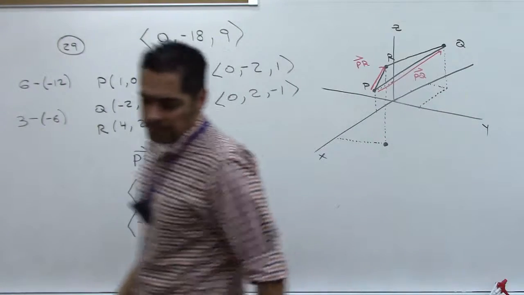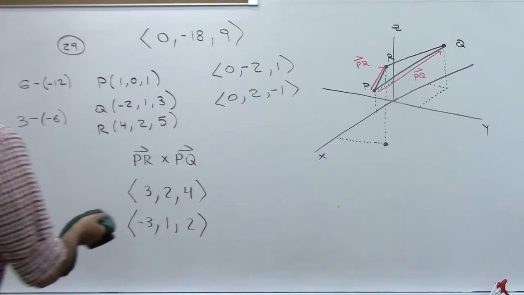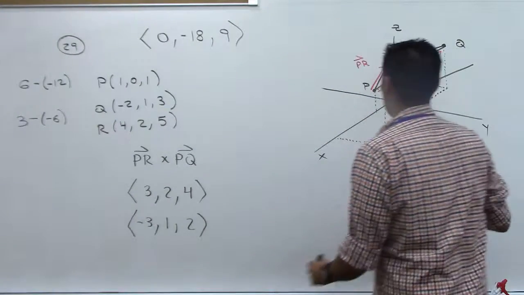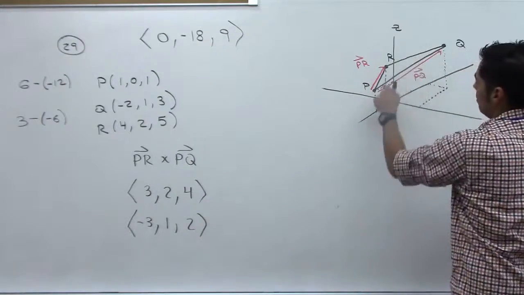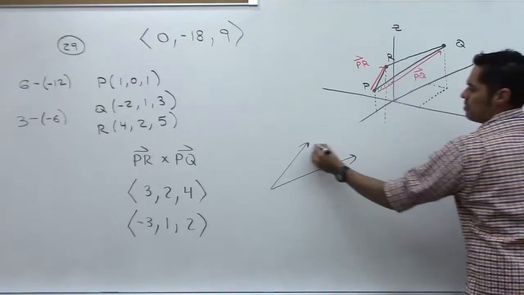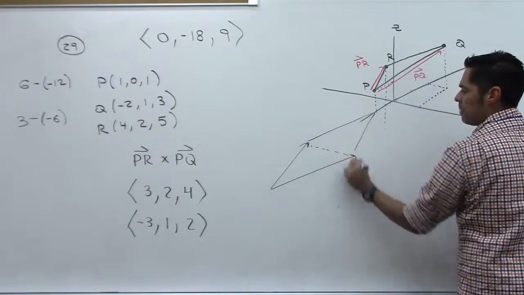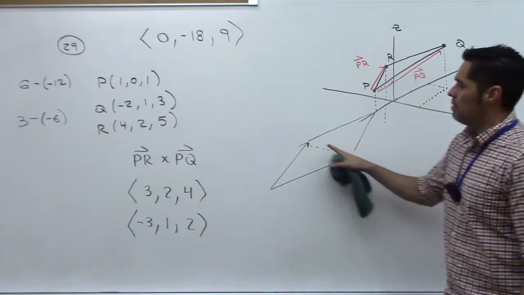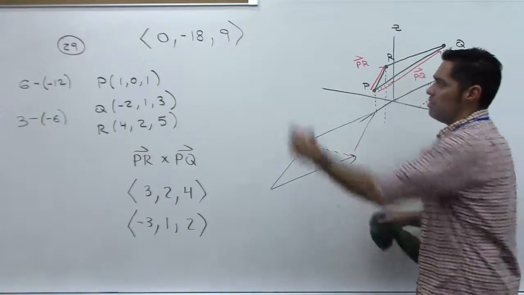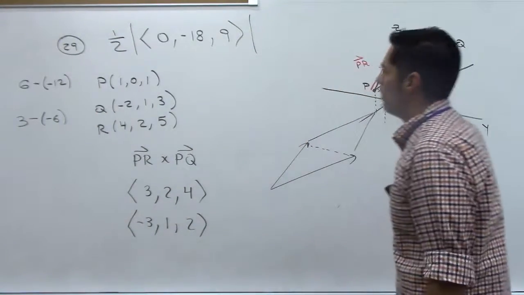So that's part A. Part B, it says find the area of the triangle. So this is kind of interesting. If we look at, there was the cross product, right? Remembering that this triangle is formed by 2 vectors, right? And then there's that third side, which is this one. We know that we can find the area of this parallelogram by taking the magnitude of that vector. So the area of the triangle is half of it. So all I need to do is take half of the magnitude of that vector.